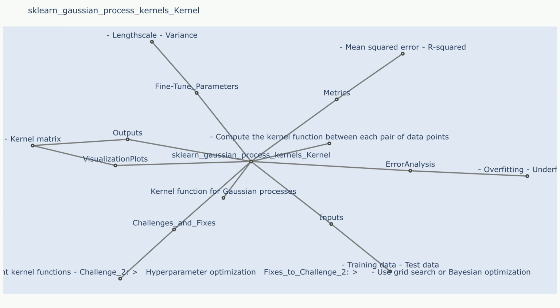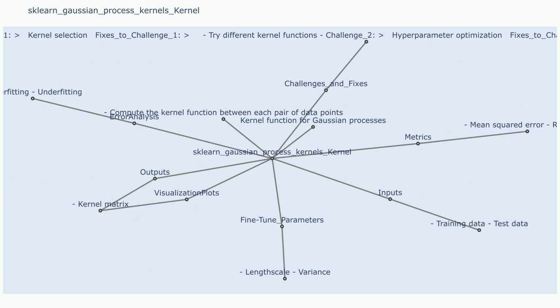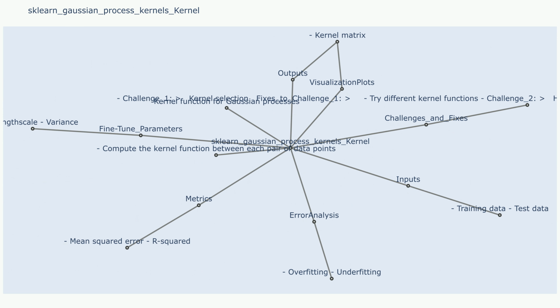Metrics. Mean squared error, MSE, measures the average squared difference between the predicted and actual target values. Lower MSE indicates a better fit. Root mean squared error, RMSE, the square root of MSE, providing a more interpretable measure of prediction error. R squared indicates the proportion of variance in the target variable that is explained by the model. A higher R squared value suggests a better model fit.